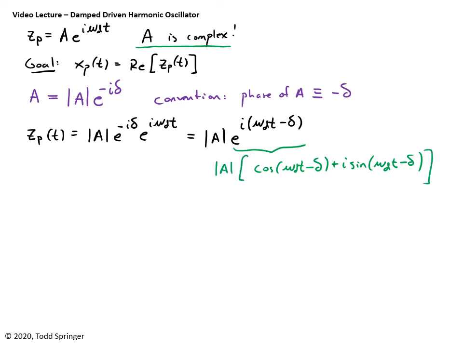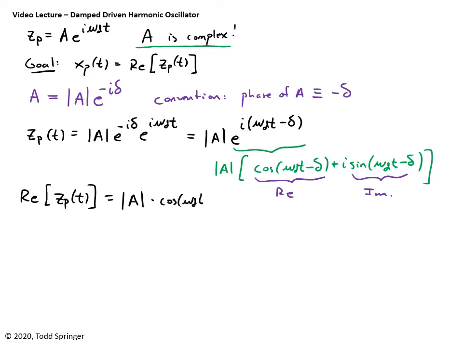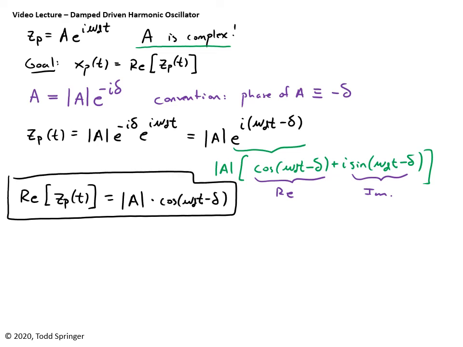Okay, so what's the real part of z_p? The modulus, remember, is real. So that thing out in front is a real number. And here's my real part, and here's my imaginary part. So the real part of z_p is just the magnitude |A| times cosine of (omega_d t minus delta). Okay, so now I know how to get my particular solution for x: I take my A, find the modulus, and multiply by this cosine.